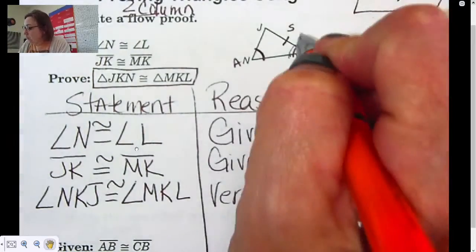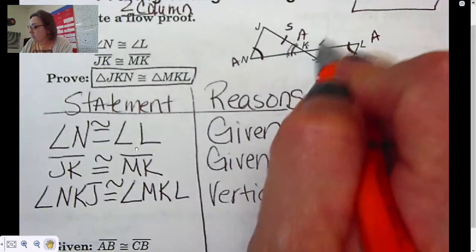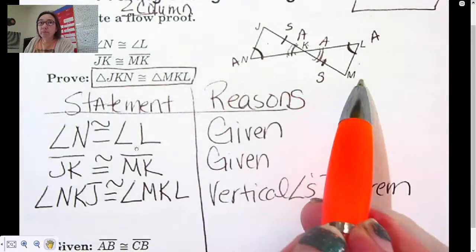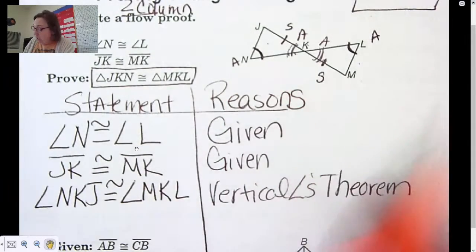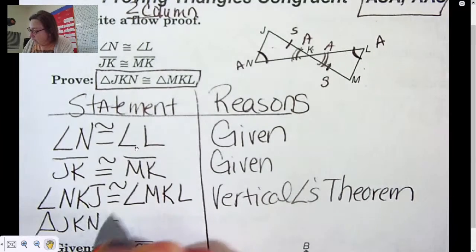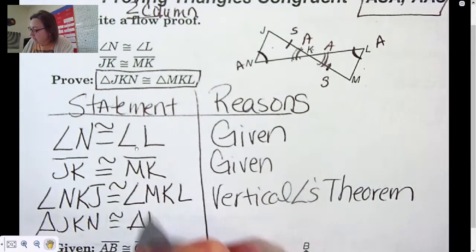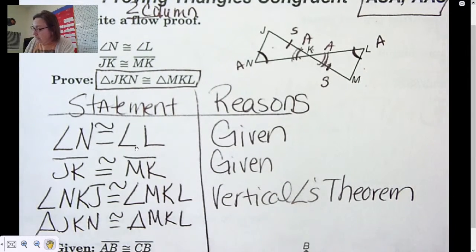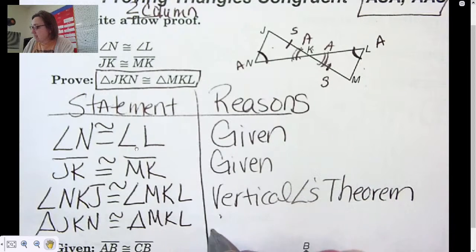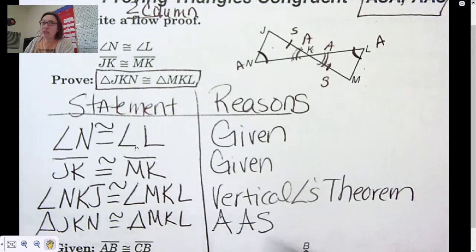So now, based on that information, we know these two triangles are congruent. We know that triangle JKN is congruent to triangle MKL. How do we know that? What theorem? Yes, now let's talk about why Jordan knew that was angle, angle, side.